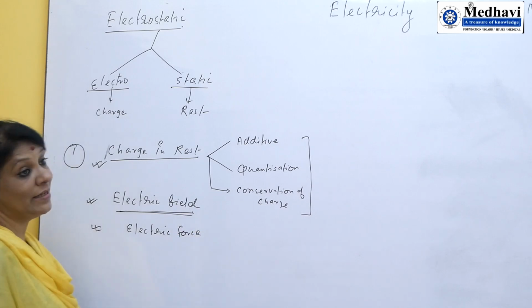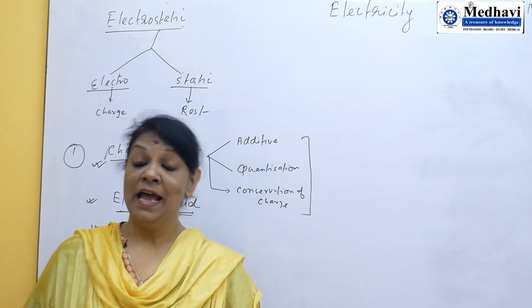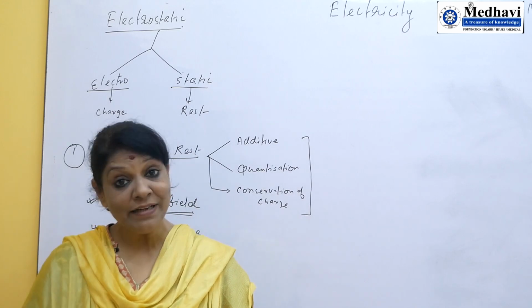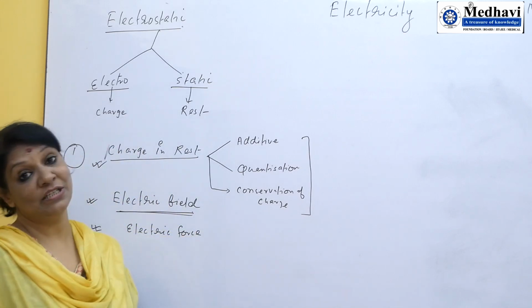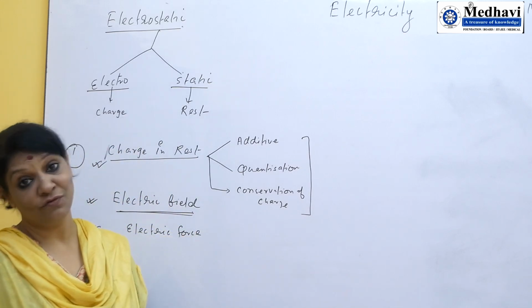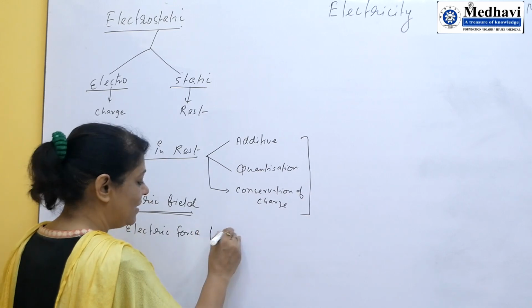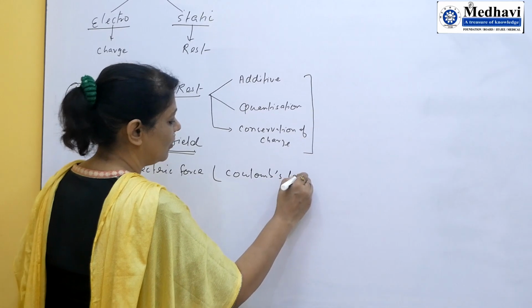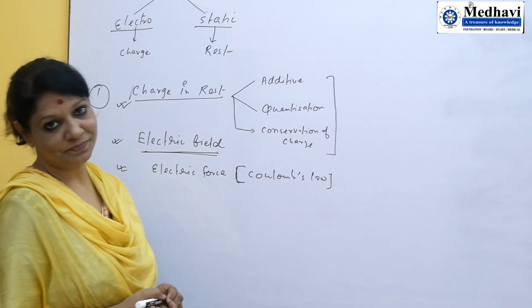Just similar to gravitational field, as Earth is pulling all bodies towards its center, and that gravitational field is responsible for the gravitational force. In the same way, electric field is responsible for electric force, and that force is explained by Coulomb's law. That is a very important law that we have to study in this chapter.